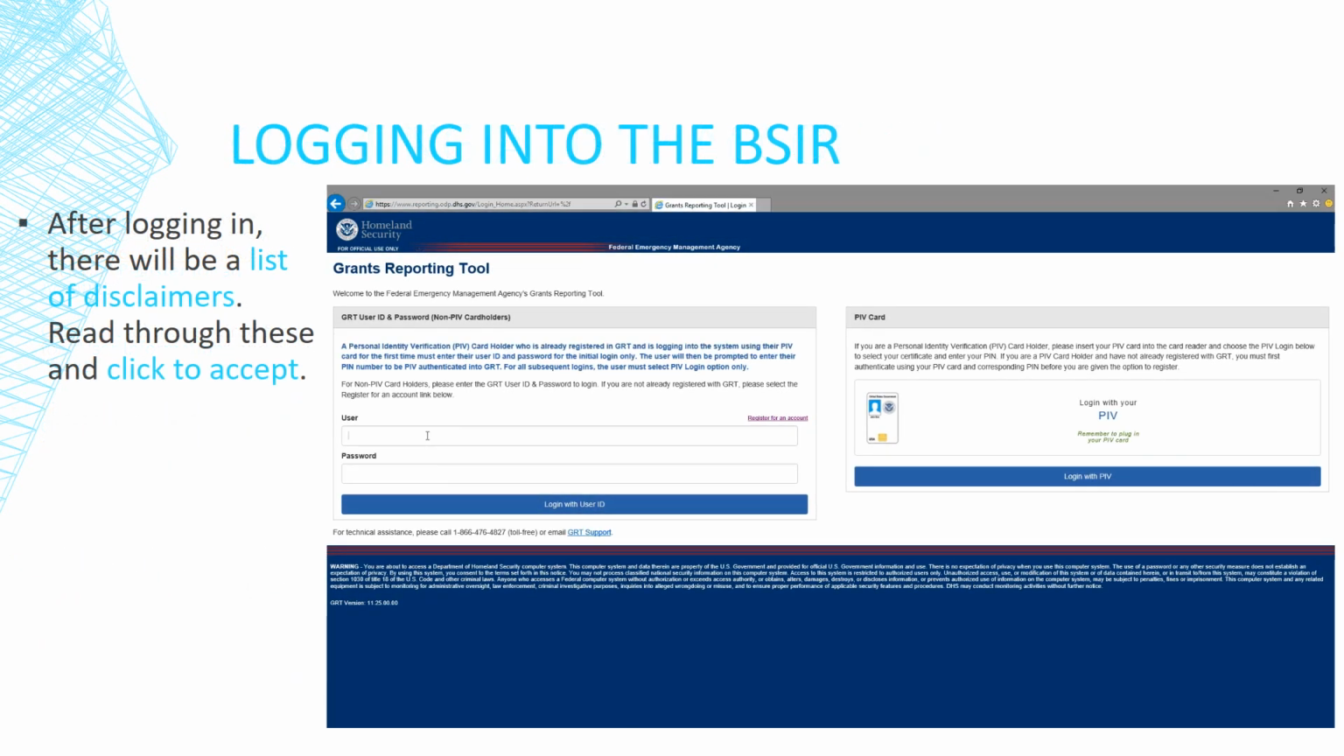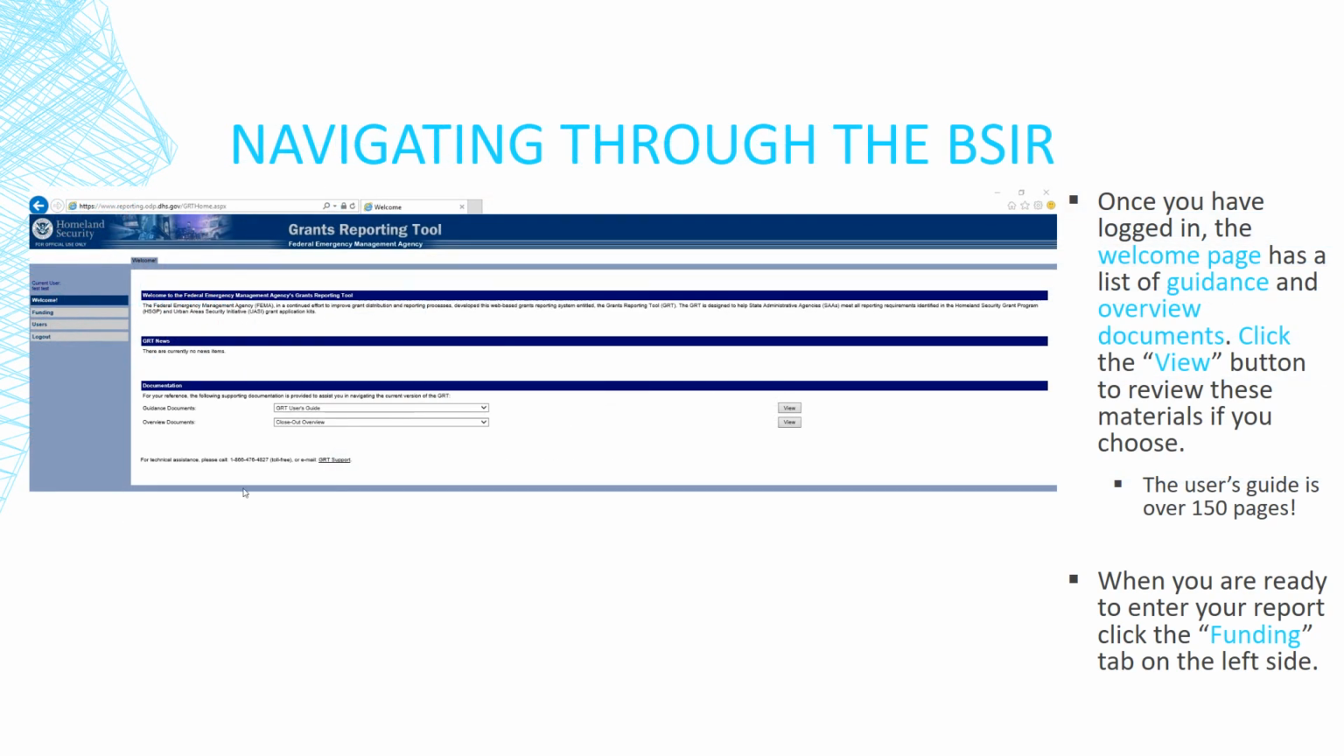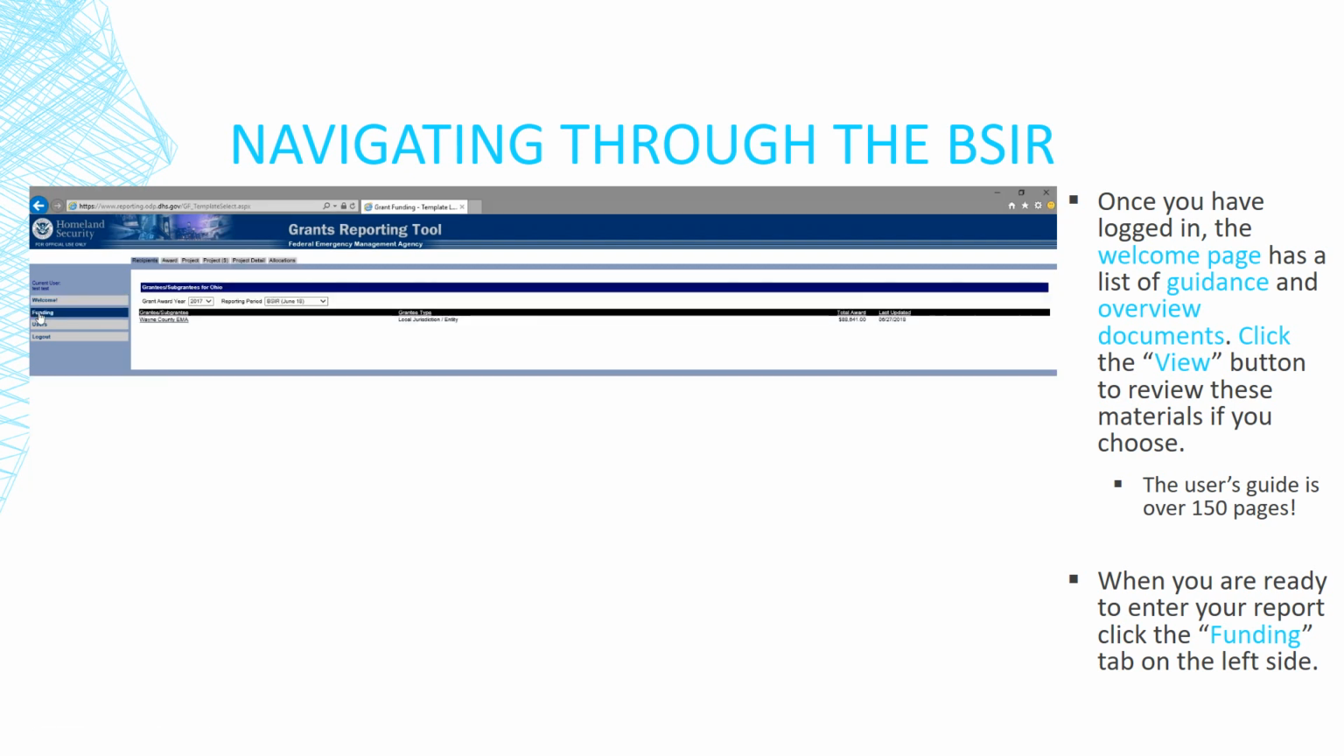After logging into the BSIR the first time, there will be a list of disclaimers. Read through these and click to accept. Once you have logged in, the Welcome page has a list of guidance and overview documents. Click the View button to review these materials if you choose. The User's Guide is 150 pages.